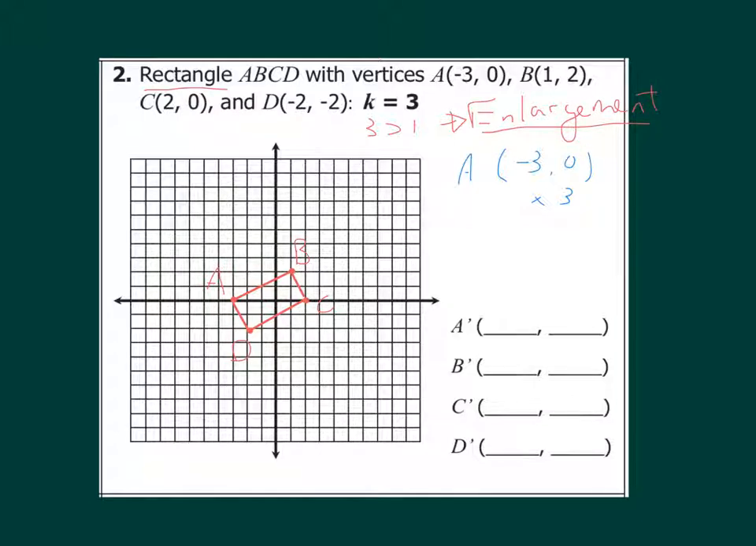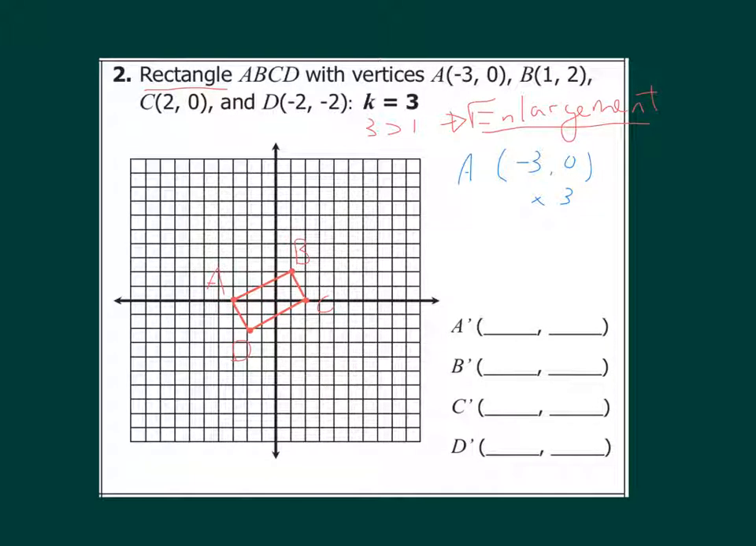And what I've done right here is I've written out my coordinates for A. A was at -3, 0. And because K is a value of 3, it's just a multiplier. So I'm going to take the X and the Y value here, X of -3, Y of 0, and I'm going to multiply both values by 3. And then I'm just going to record the new values.